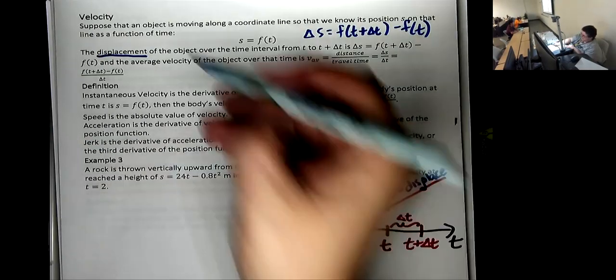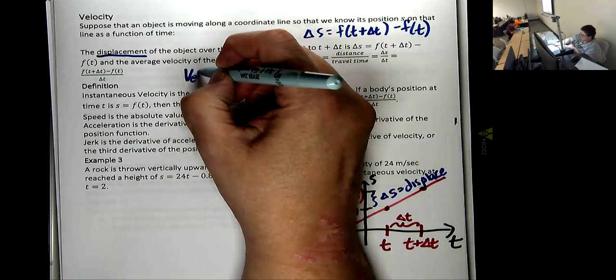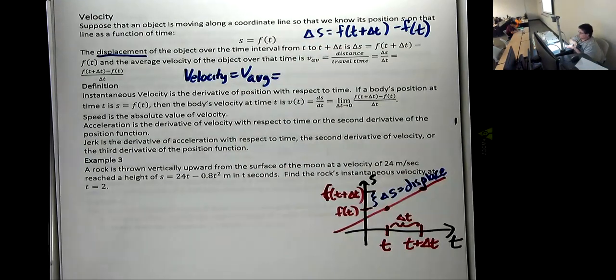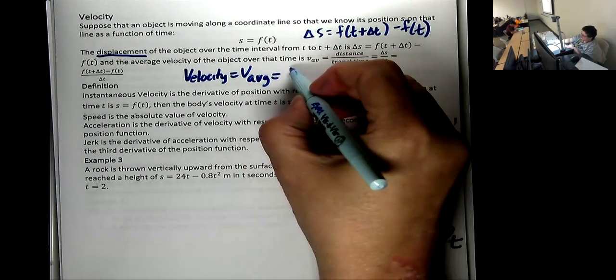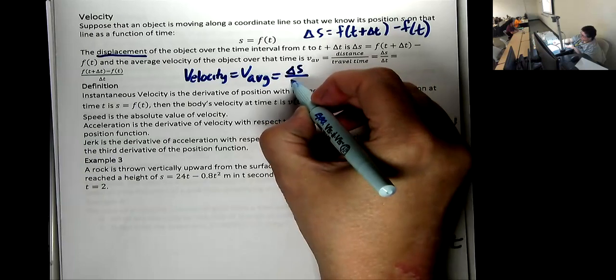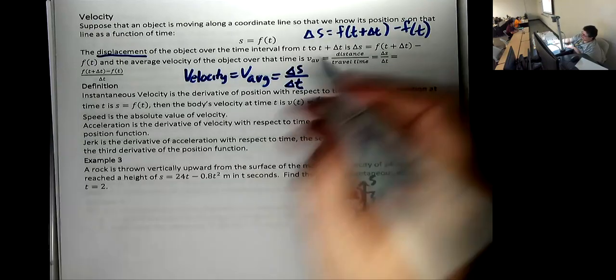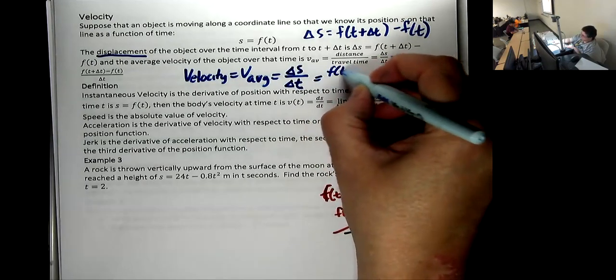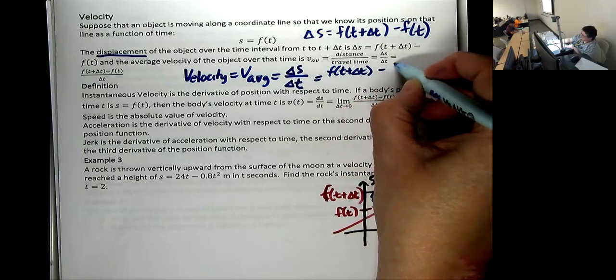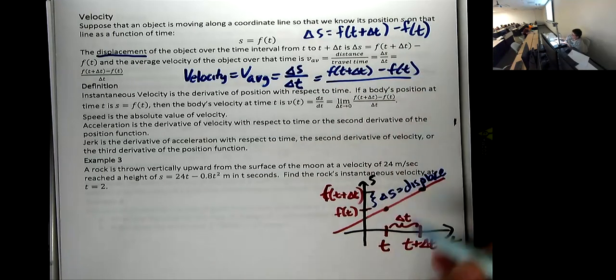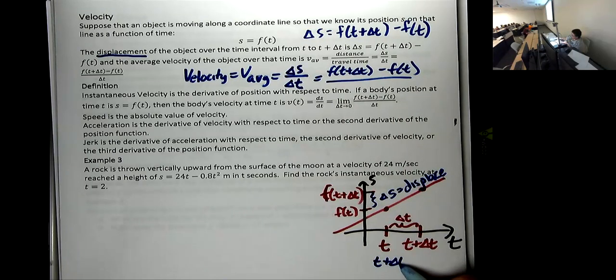So the average velocity, we go by v. The average velocity is going to be the change in displacement or position over the change in time. And that gives us f of t plus delta t minus f of t. That's the top. When we do t plus delta t minus t, we just get delta t on the bottom.